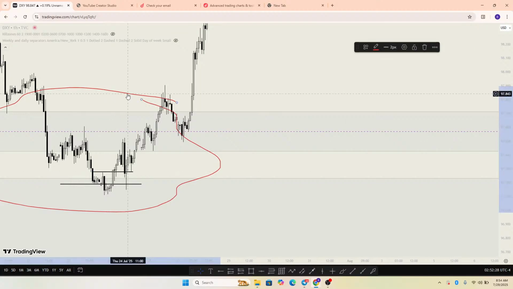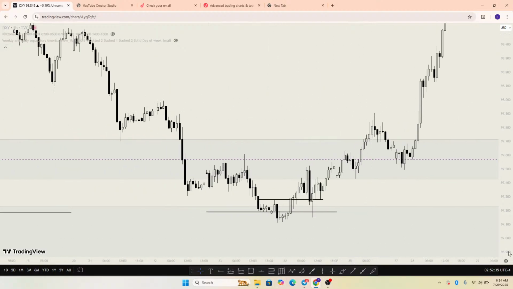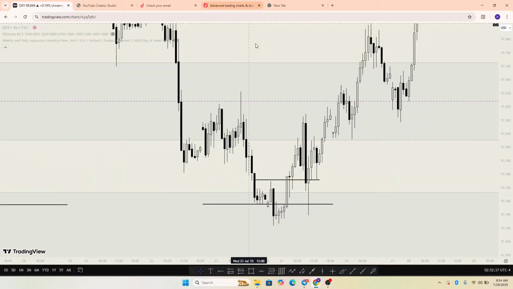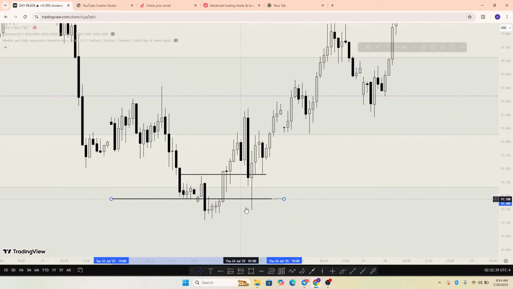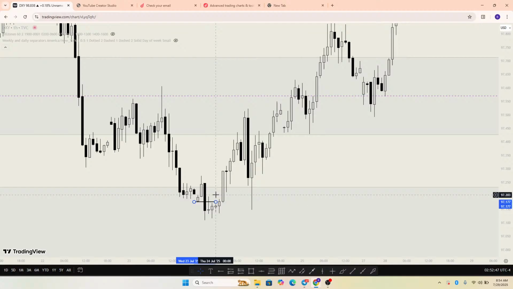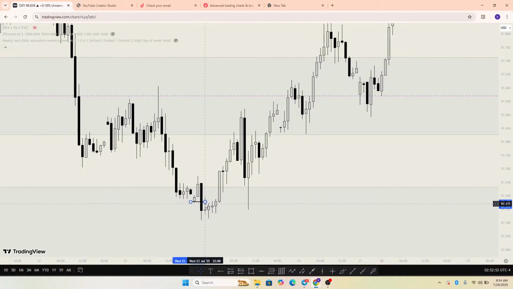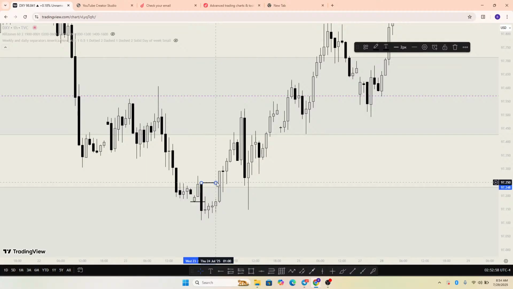Let me remove this circle. Price gave us this change in the state of delivery. Let me make it bold and clearer. Price gave us this change in the state of delivery because we see a sweep of liquidity below this low. And then we see this change in the state of delivery, which is this last candle that swept liquidity below this low, and then we have price closing above it. Now we have a change in the state of delivery.